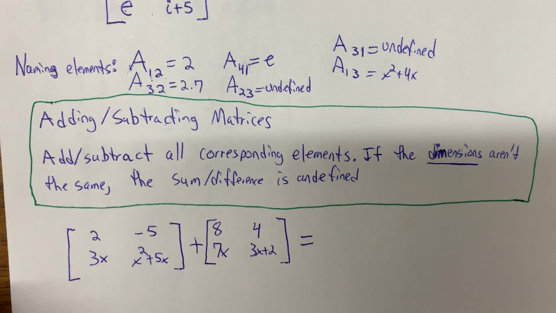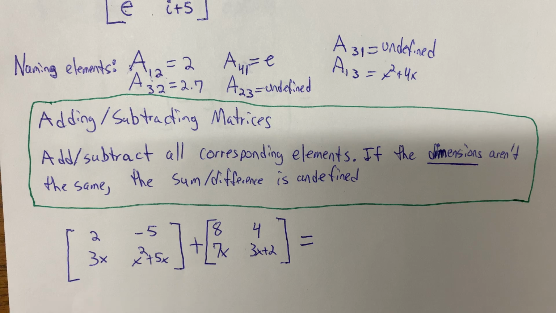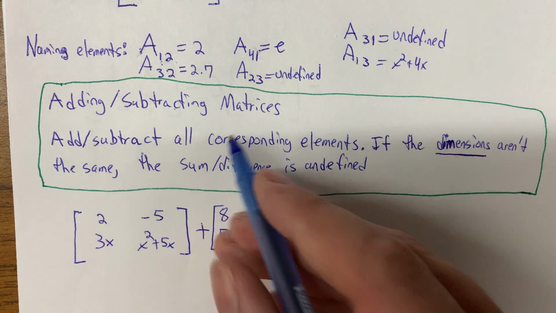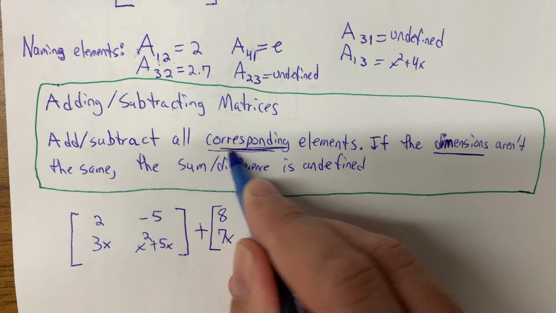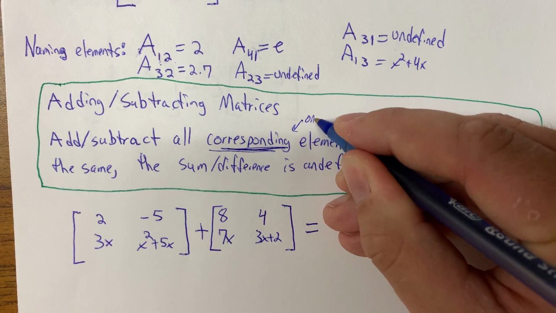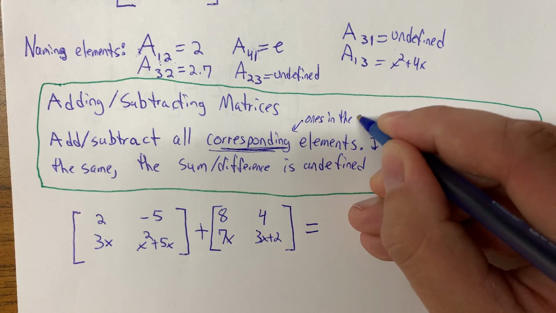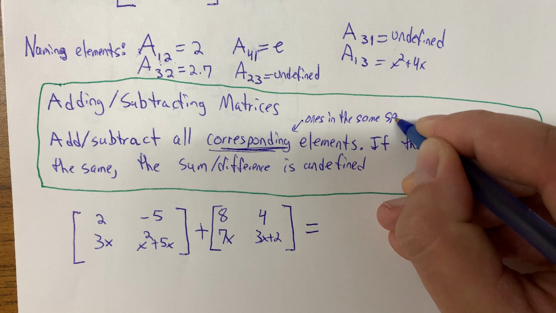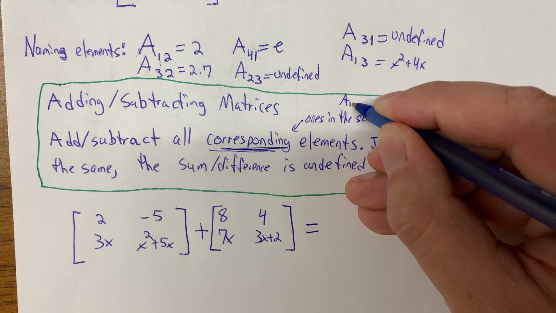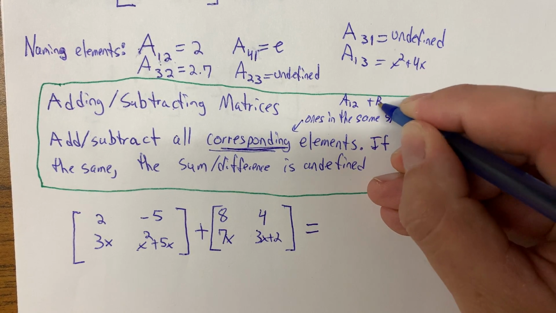All right, let's talk about what operations we can do with matrices. We can add and subtract matrices. You can add and subtract them just by adding and subtracting the corresponding elements. That means the ones in the same spots. So you can add A12 with B12.